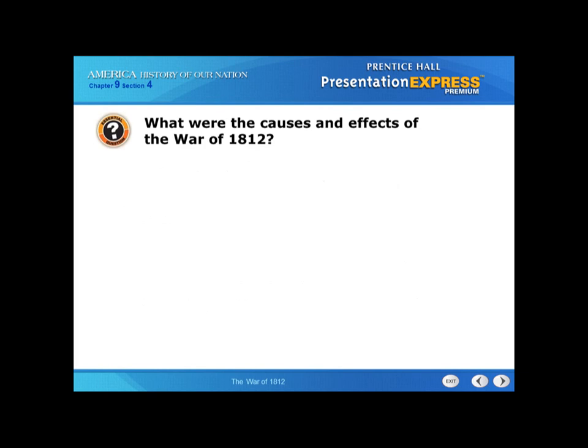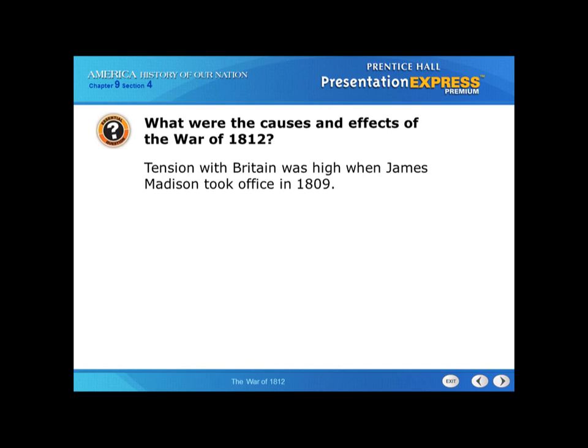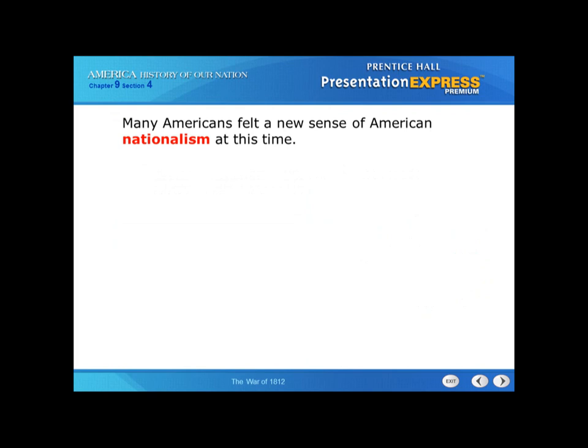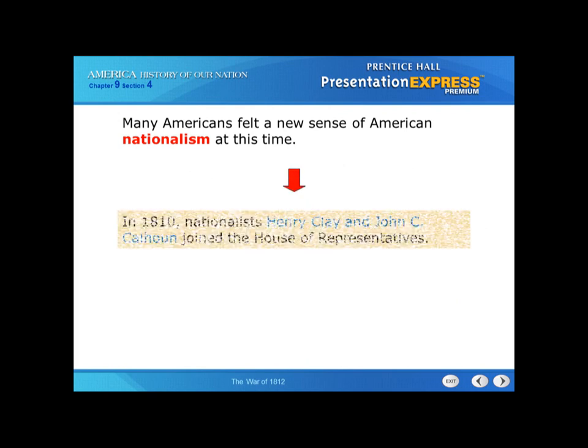Okay, what were some of the causes and effects of the War of 1812? Tension with Britain was high when James Madison took office in 1809. Britain had been arming Native Americans, and they continued impressing U.S. sailors. Again, American anger toward Britain was great. Now remember, this was a problem that goes back all the way to George Washington. This is nothing new. Many Americans felt a new sense of American nationalism at this time.